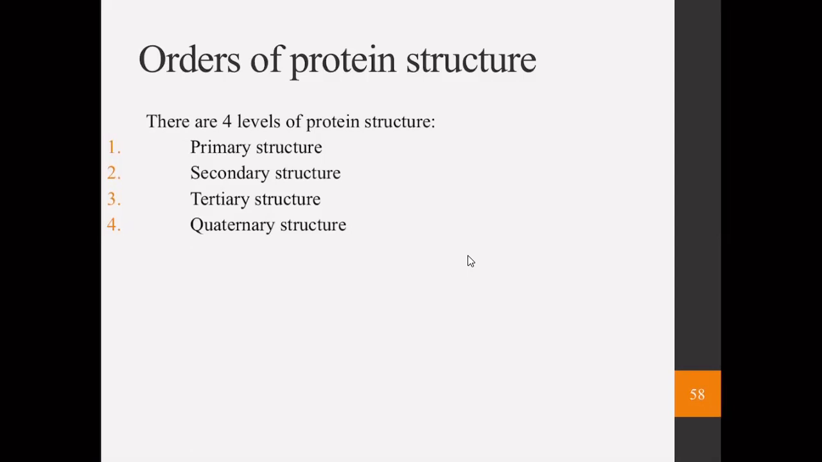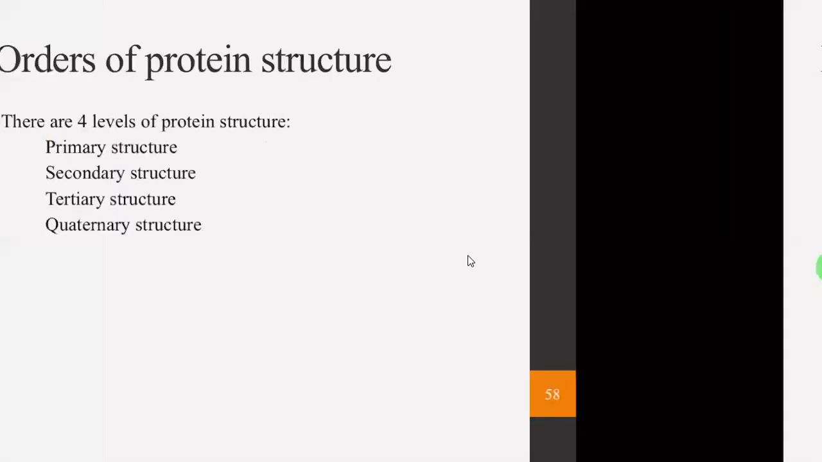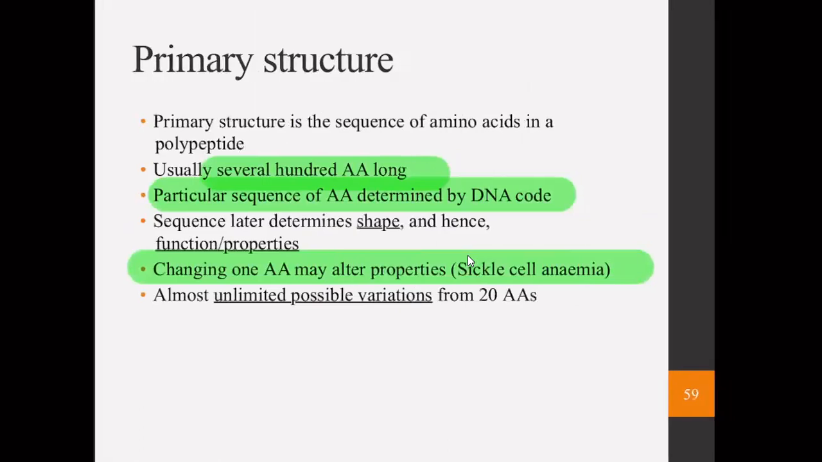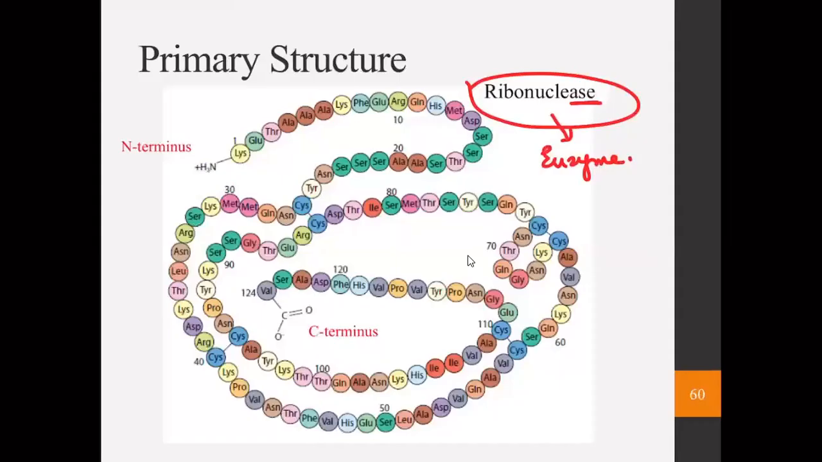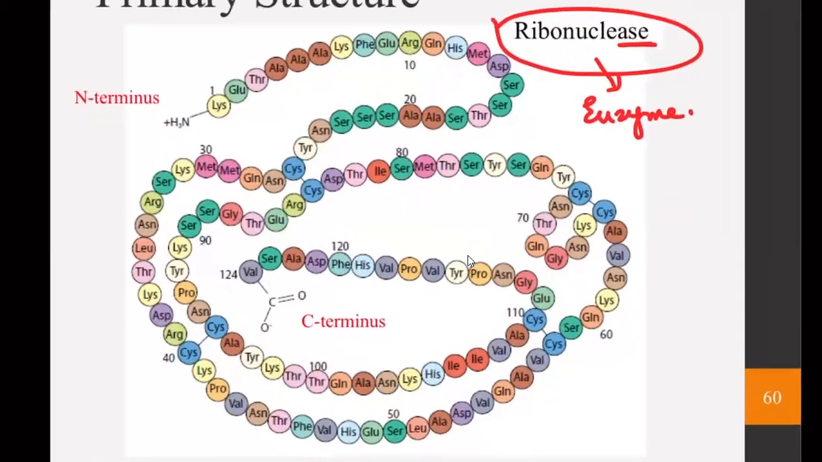And you can see those 4 levels. The simplest of all levels is the primary structure, then the secondary, then the tertiary, and then the quaternary structure, right? So let's start with the primary structure. Instead of giving you the details about it, I'm going to show you this diagram. Now this diagram is actually showing you a chain of different amino acids.